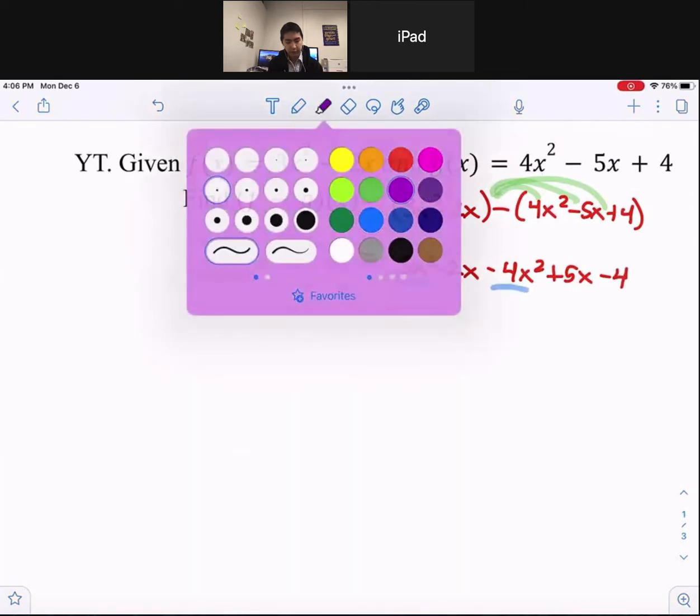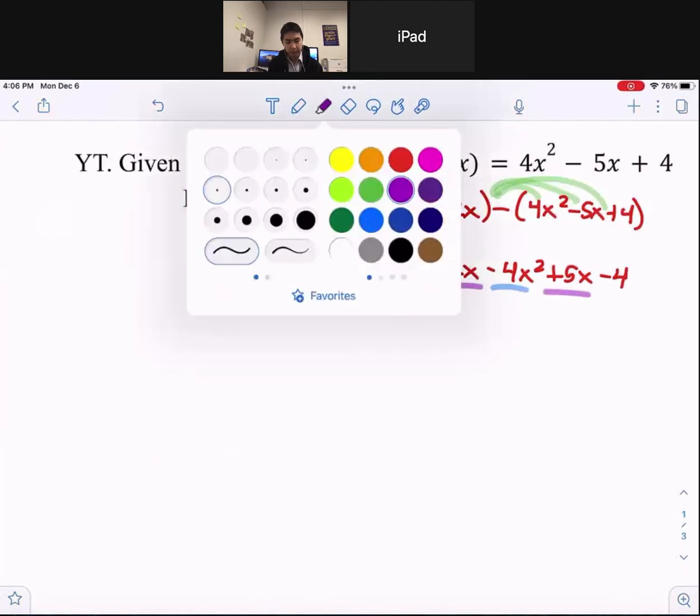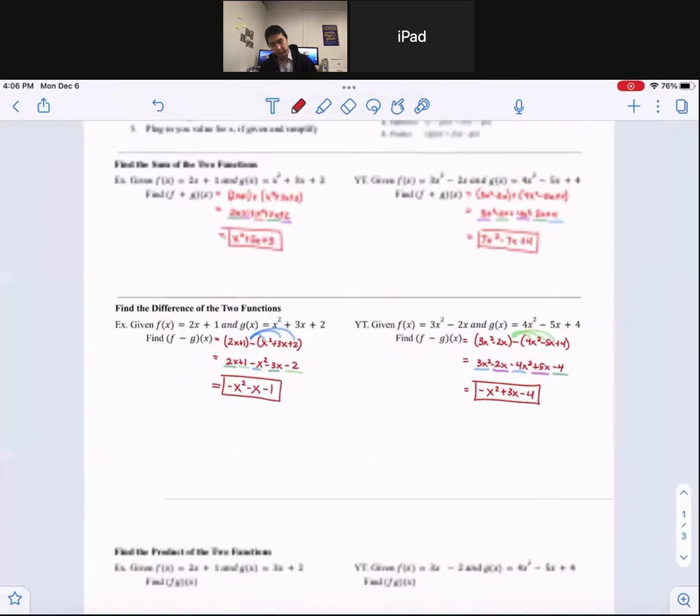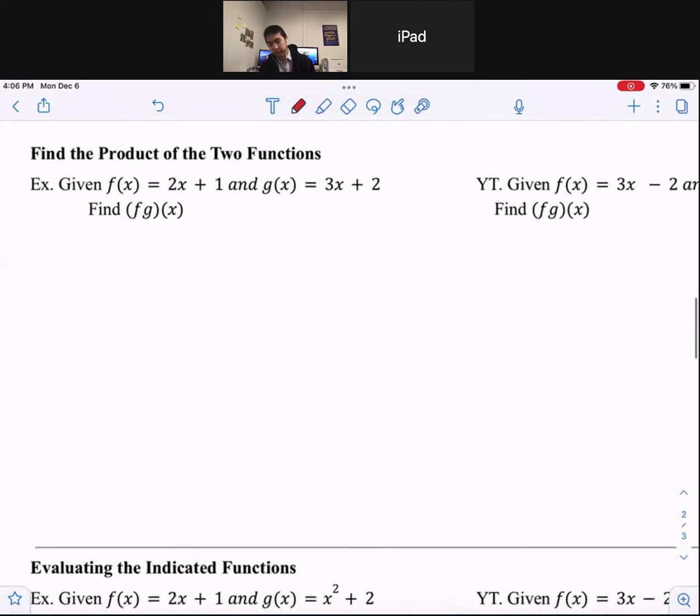X to the seconds you guys combine, the x terms you guys combine, and the negative 4 will be by itself. So 3x squared minus 4x squared, you guys, is negative x squared. Negative 2x plus 5x is plus 3x minus the lone 4. Okay? So there's addition and subtraction. Now you guys try this one.